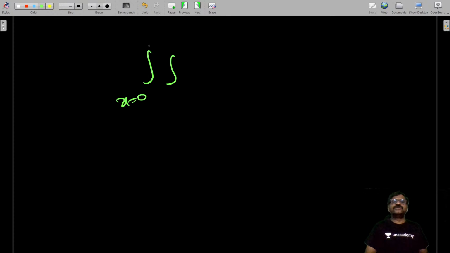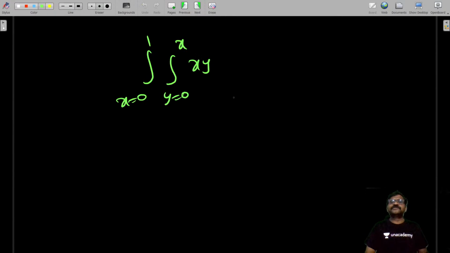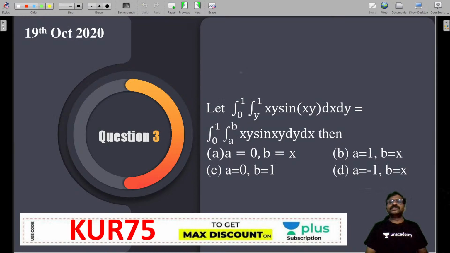x varies from 0 to 1, y varies from 0 to x, xy sin xy dy dx. In the problem, he has mentioned clearly, in the given integral xy sin xy, here also xy sin xy, dy dx. So he has changed the order of integration.